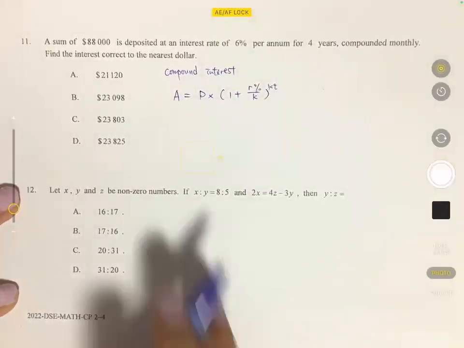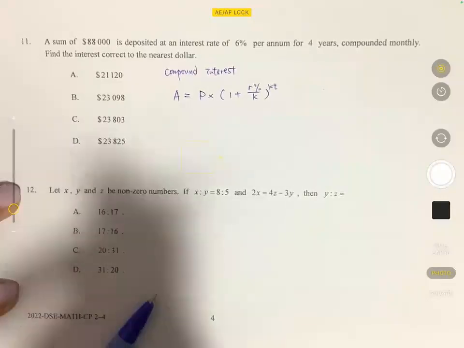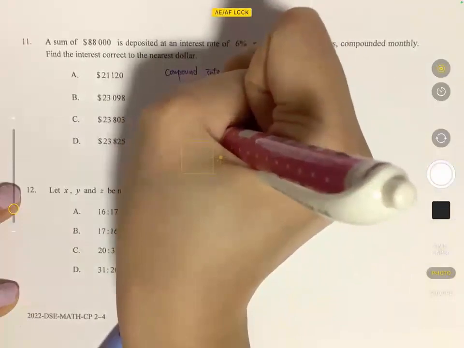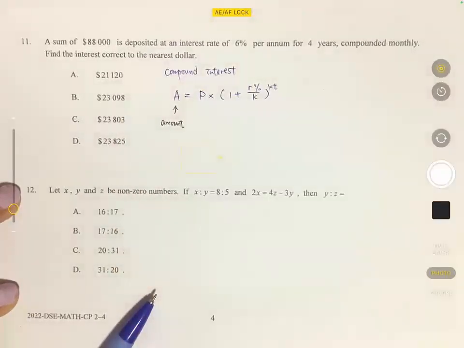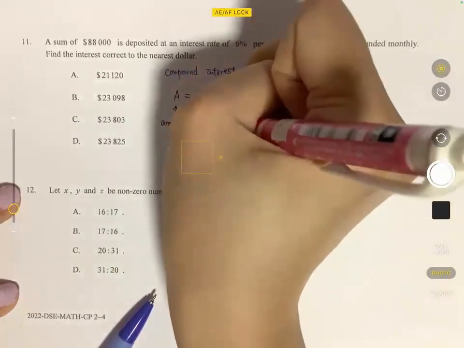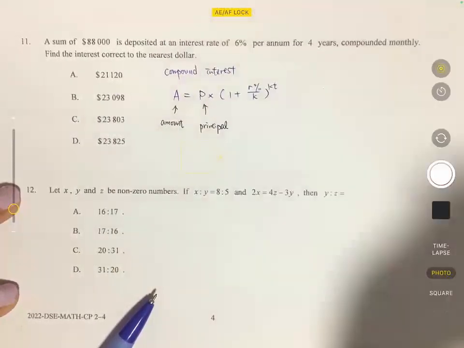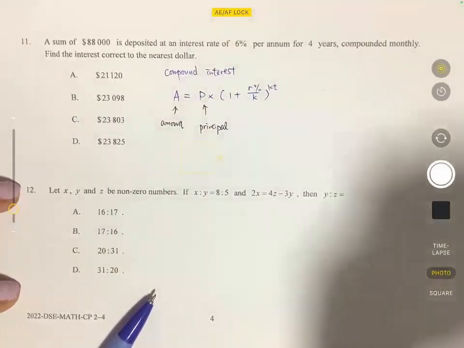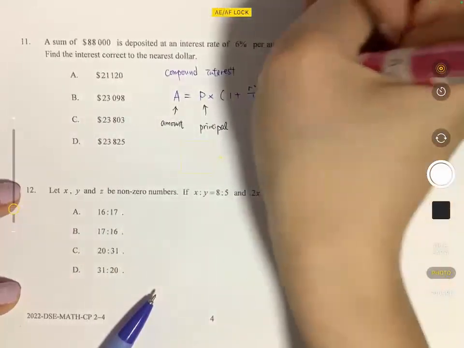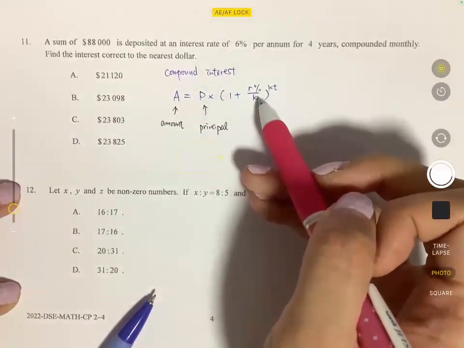So first, what is meant by A? A means the amount, the total amount including principal and interest. P stands for principal. What is meant by principal? Principal means the original money. And then after that, we have R percent, which means the interest rate. I think R percent is quite obvious.